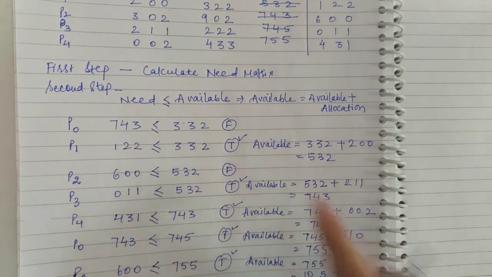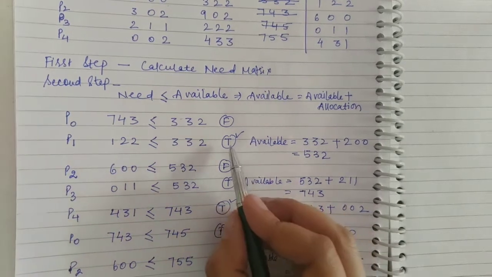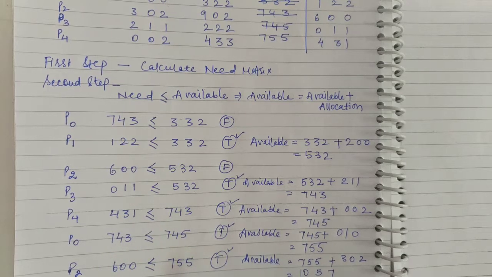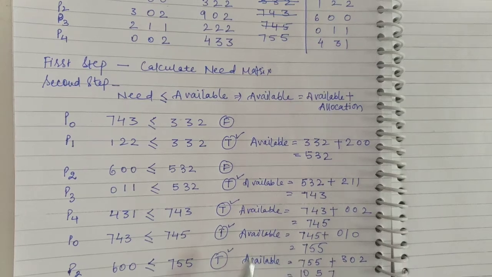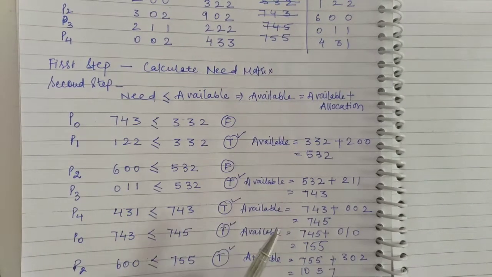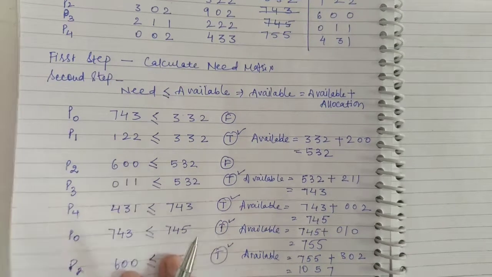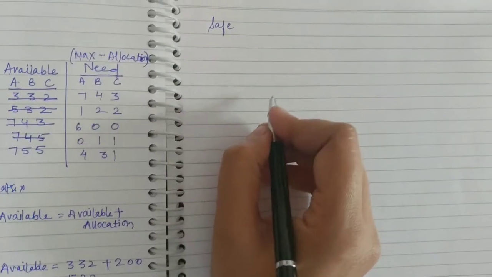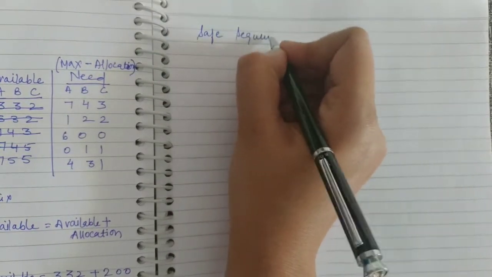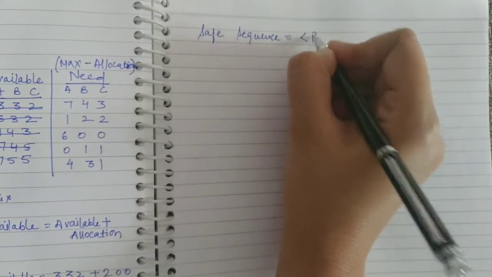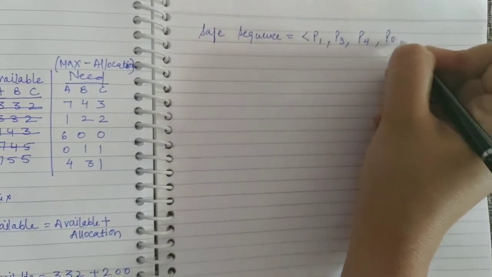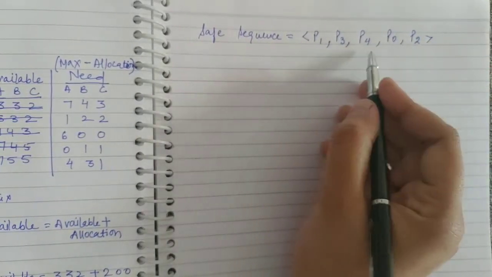So we have these true values, and the order in which we have executed these true values will be our safe sequence, and this 1057 is the new available, that is the available number of resources in the system after execution of all these processes. So we have got the answer. Our safe sequence comes out to be P1, P3, P4, P0 and P2. So this is our safe sequence.